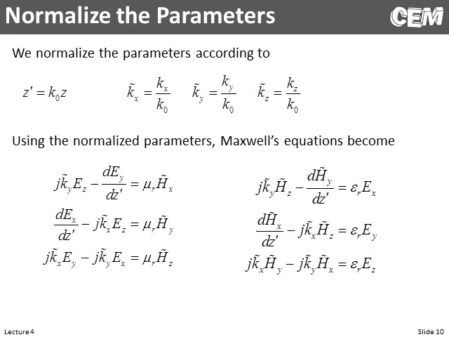So if we use these normalized parameters in Maxwell's equations, here's the 6 that we get. And the magical thing that happened there is the k0 has disappeared from those equations. It actually got sucked into our normalized parameters, but it's no longer there. Okay, everybody good?